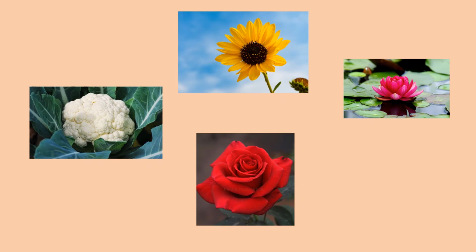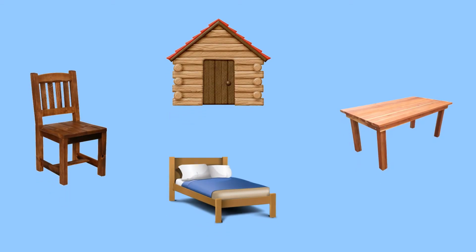Now in this picture, there are pictures of cauliflower, sunflower, lotus and rose. Which is the odd one out? The cauliflower. The cauliflower is not a flower. It is a vegetable. The other pictures are flowers. So the cauliflower is the odd one out.